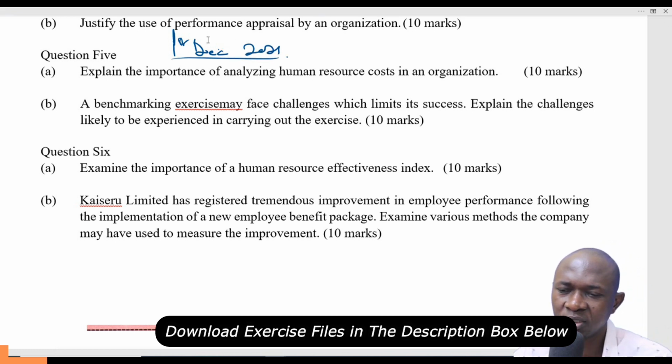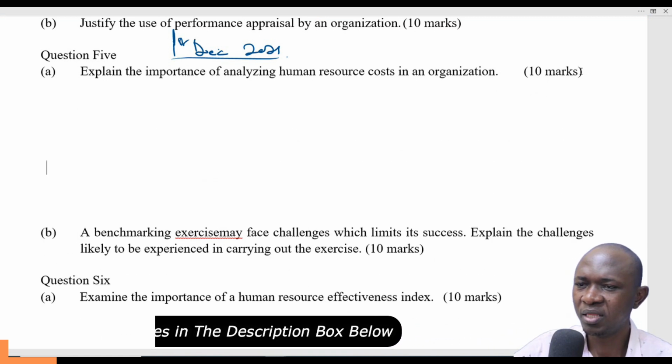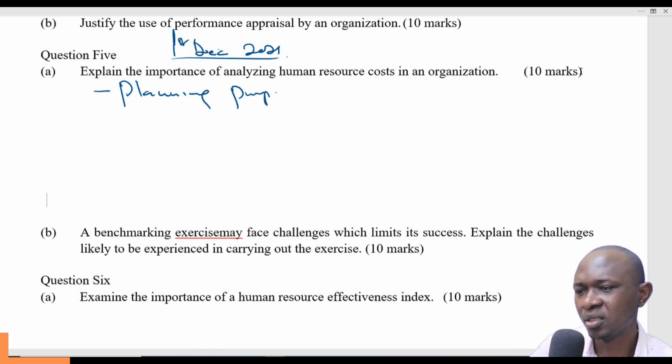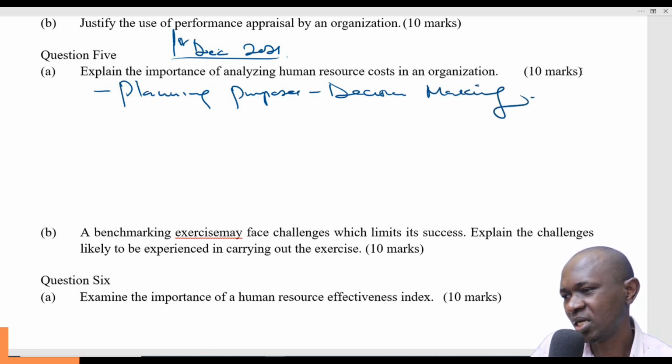Okay, so question 5. Explain the importance of analyzing human resource costs in an organization. Number 1, it's used for planning purposes, and this guides the decision making process, especially about the future costs, and it also helps in resource allocation.